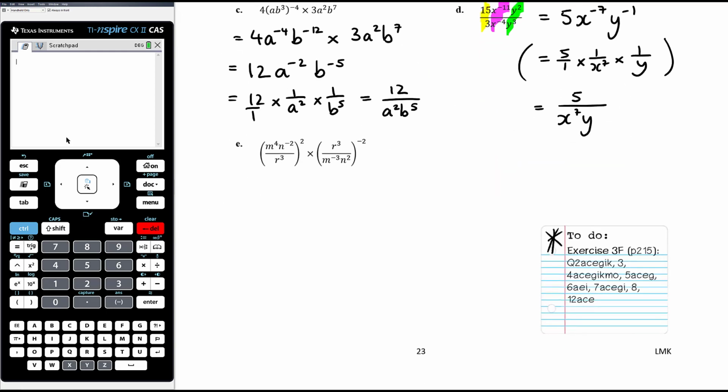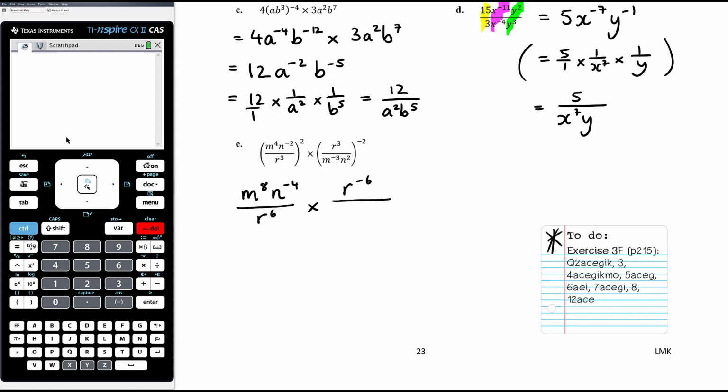Okay, example E, the last one. Let's focus first of all on the brackets, then let's focus on the multiplying, and then let's focus on the dividing and making sure our final answer has all positive indices. Okay, so let's square everything in this first bracket. So m to the 4 and then squared is m to the 8. N to the negative 2 and then squared, negative 2 times 2 is n to the negative 4. R cubed and then squared, 3 times 2 is 6, so it's r to the 6. Multiplied by r cubed to the power of negative 2, so that's r to the negative 6.